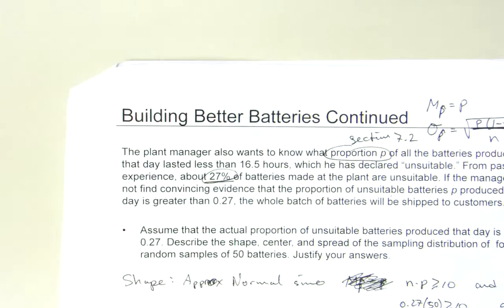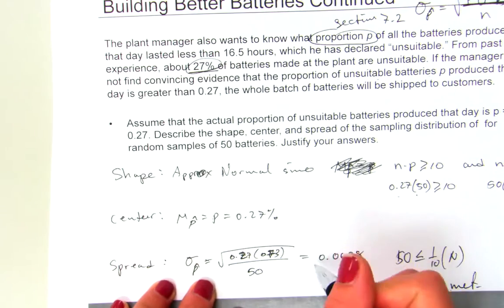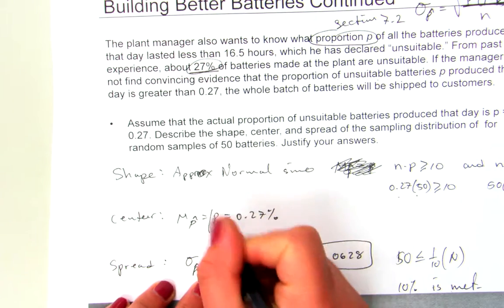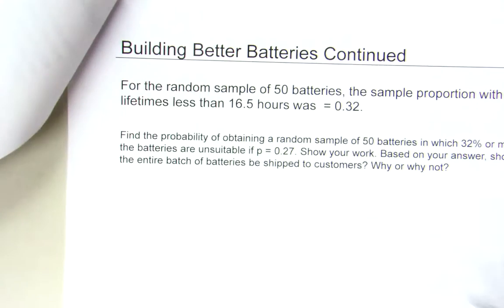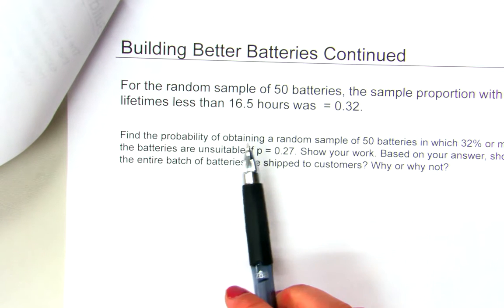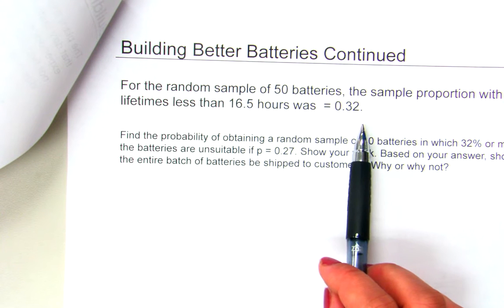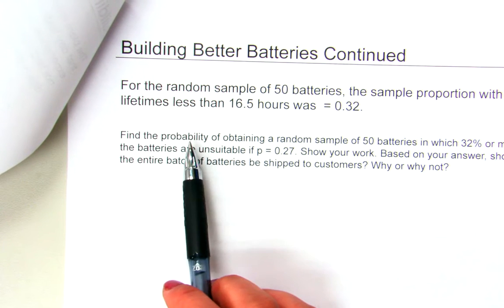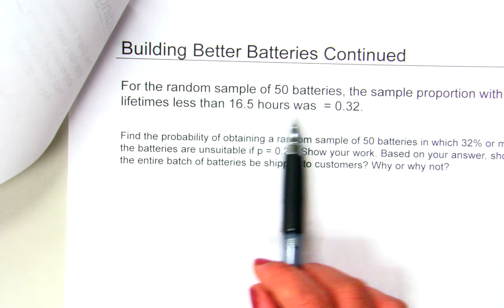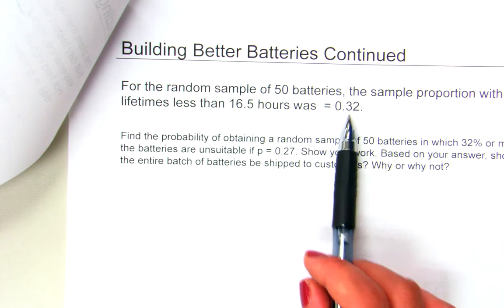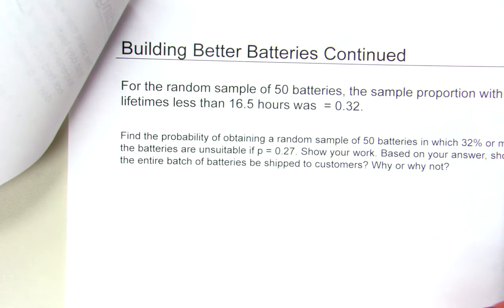So now we're going to use these numbers that we found, especially our standard deviation and our proportion, 27% or 0.27, to figure out what proportion of our sample is going to be less than 16.5 hours. Okay. Here we go.